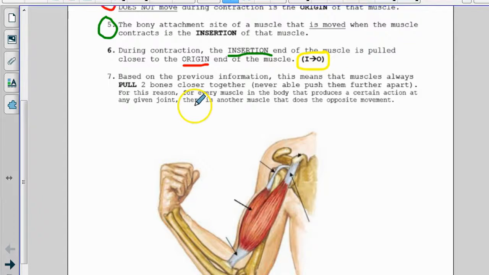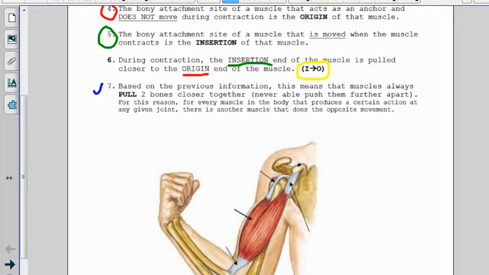And then finally, number 7. Based on the previous information, that means muscles always pull two bones closer together and can never push them further apart. I'll give you a video illustration of that, and we'll apply that rule a lot. I'm just going to mention it now. Muscles always pull like a rubber band. They never push. They pull like a rope. They never push two bones closer or further apart. So for this reason, every muscle is going to have an opposer, another muscle that does exactly the opposite action of it. Okay, so now it's time to predict.